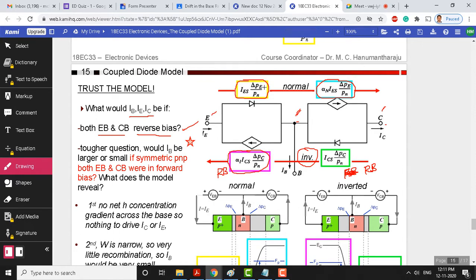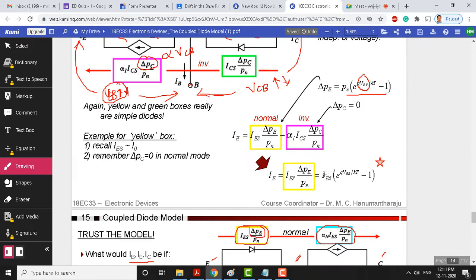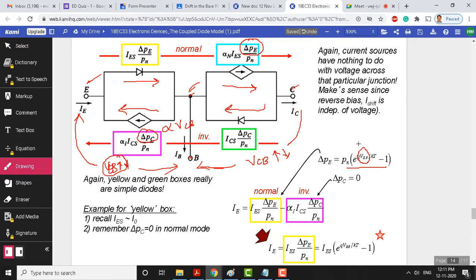Now, think about this: what happens to this delta P under the reverse bias condition? We already discussed this in earlier classes, right? Look at the mathematical terms associated with delta P. Delta P depends on voltage, right? It is exponentially related to the emitter-base voltage. Let me show you this delta P equation. Delta P is P n times... it is nothing but the hole distribution within the base region.